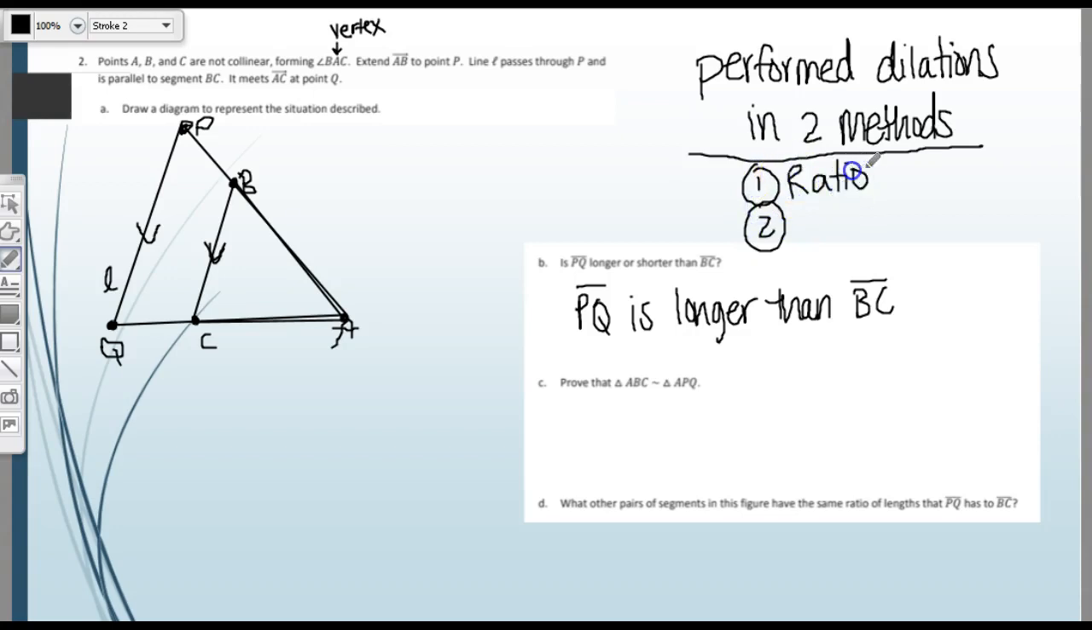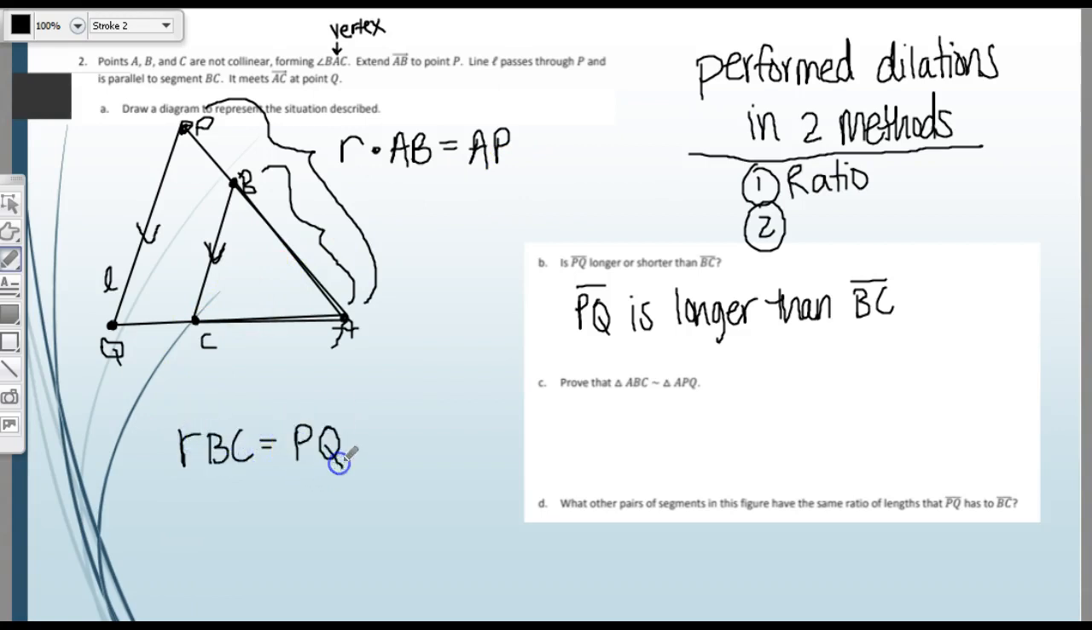One of them was the ratio method. Whatever this length is from A to B, from your center of dilation to the pre-image point, then the distance from A to P, the center of dilation to the image point, will be the scale factor r times the original distance from A to B. So the scale factor times that gives you the distance from A to P. Not only does the scale factor apply to the length of the original segment to get the length of the new segment, it also applies to the distances from the center of dilation to the pre-image and then to the image.